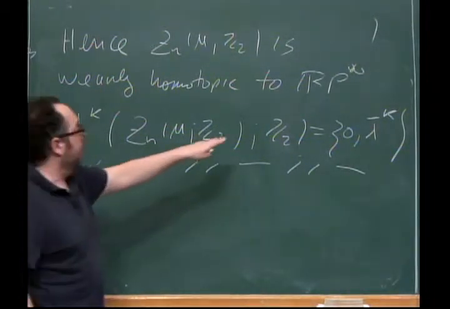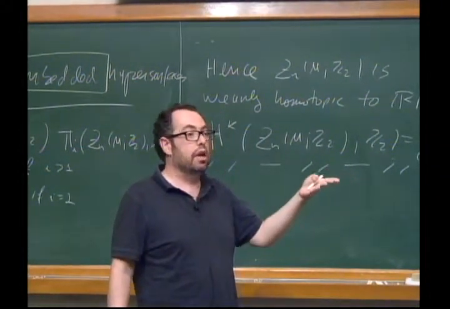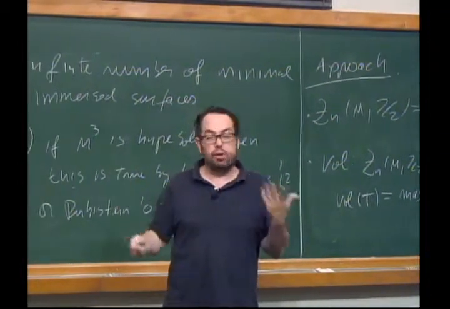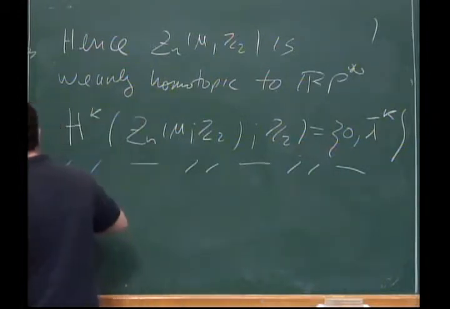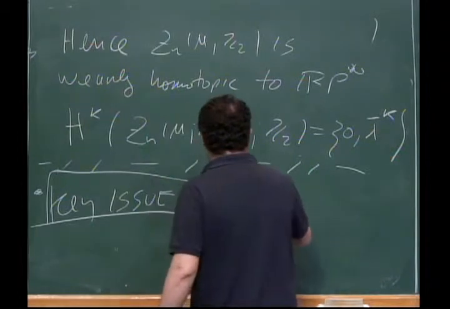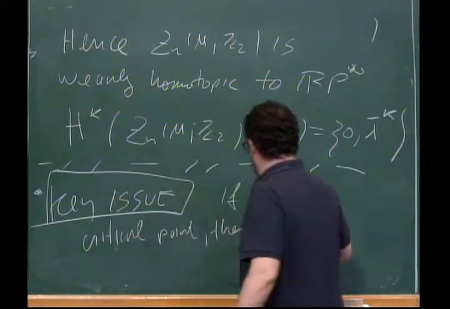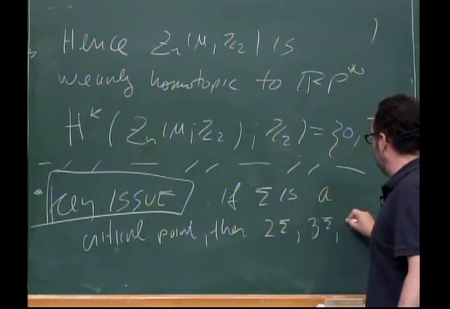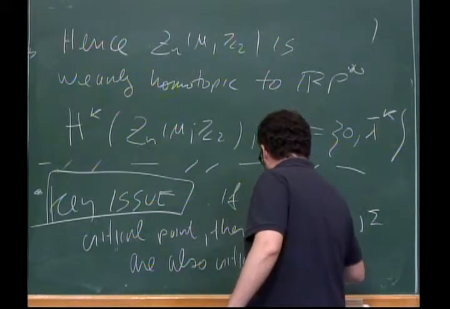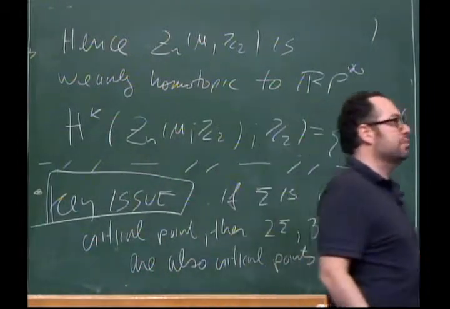So RP infinity has infinite topology, and so we should expect that any function on RP infinity should have an infinite number of critical points. In particular, the volume functional, which is defined on this space weakly homotopic to RP infinity, should have an infinite number of critical points. But what is the key issue? The key issue is that if sigma is a critical point for the volume functional, then 2 sigma, 3 sigma, or any multiple of it are also critical points. Okay? And so in particular, this would be my infinite number of critical points. So they count as critical points, but of course they are not geometrically distinct.